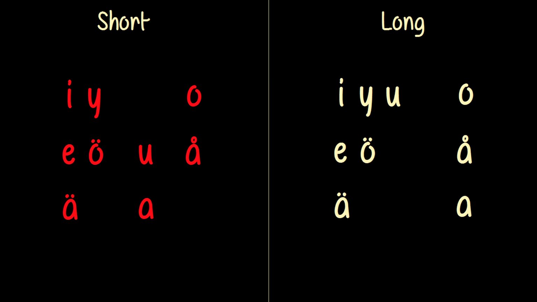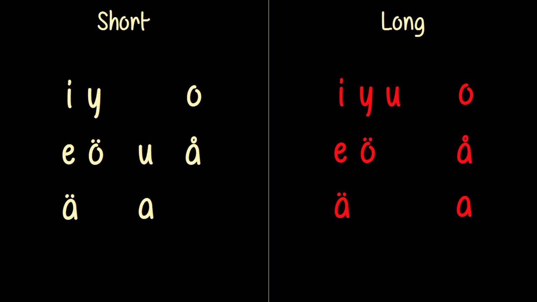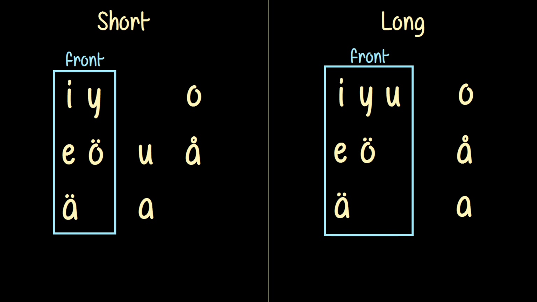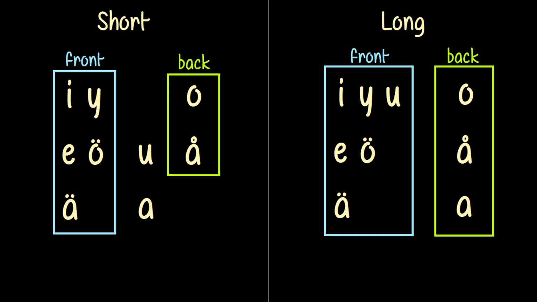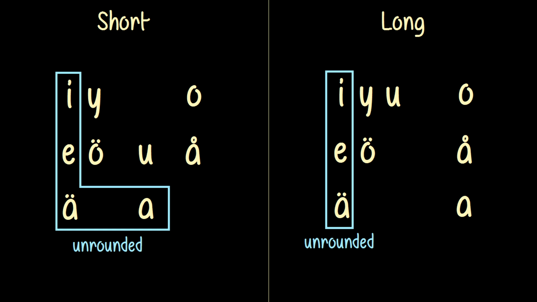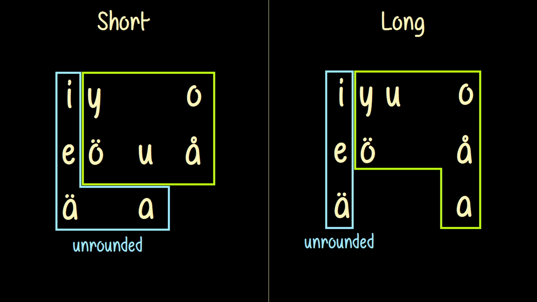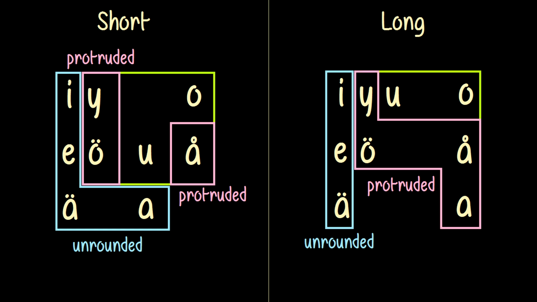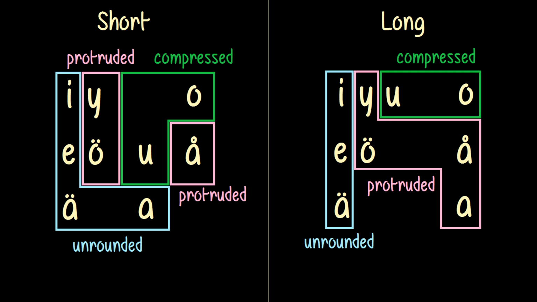So, we have short vowels, and we have long vowels. This is important, as you know. We have vowels pronounced in the front of the mouth, and we have vowels pronounced in the back of the mouth. We also have two short vowels pronounced somewhere in between. Some vowels are unrounded, but most are actually rounded. Of these, I, Ö, Å, A are protruded, while U and O are compressed.